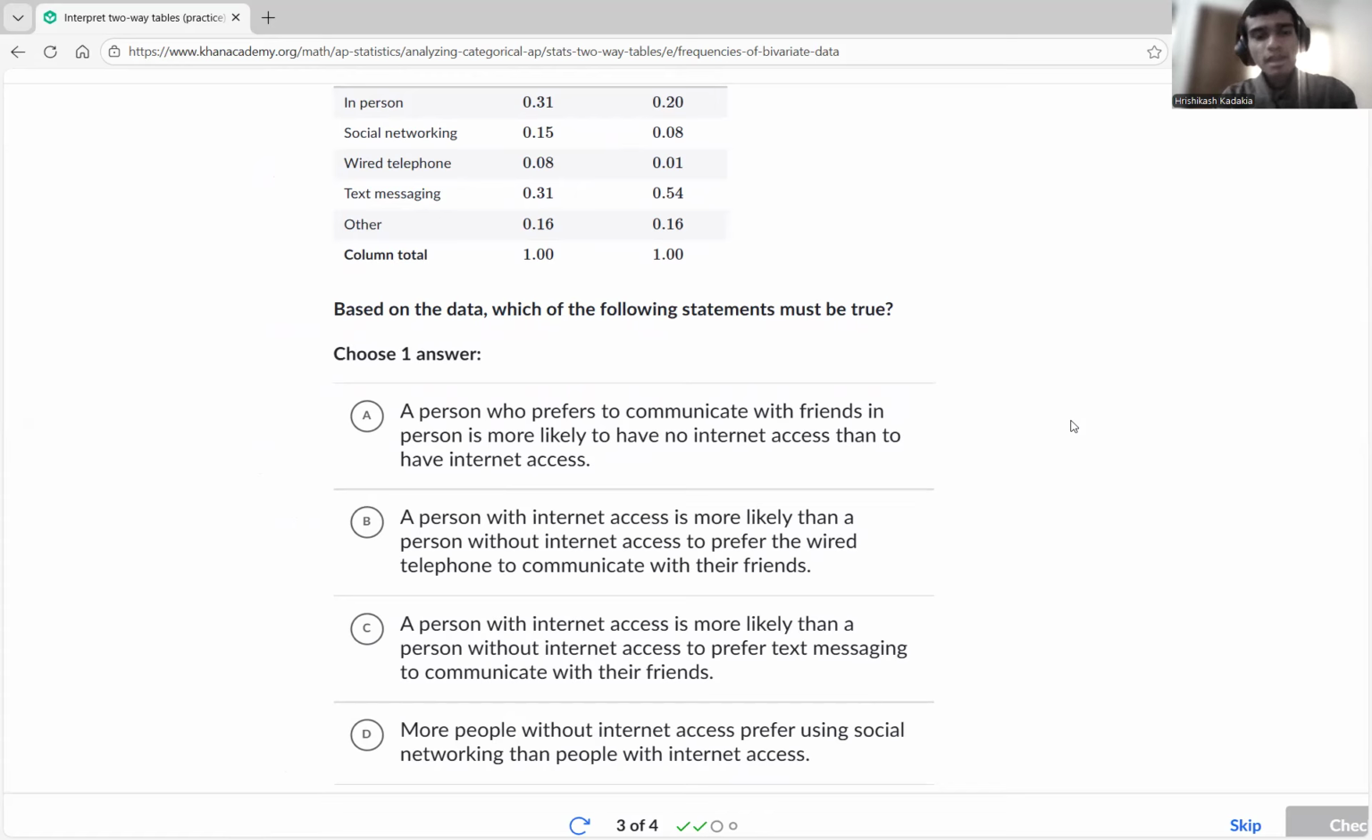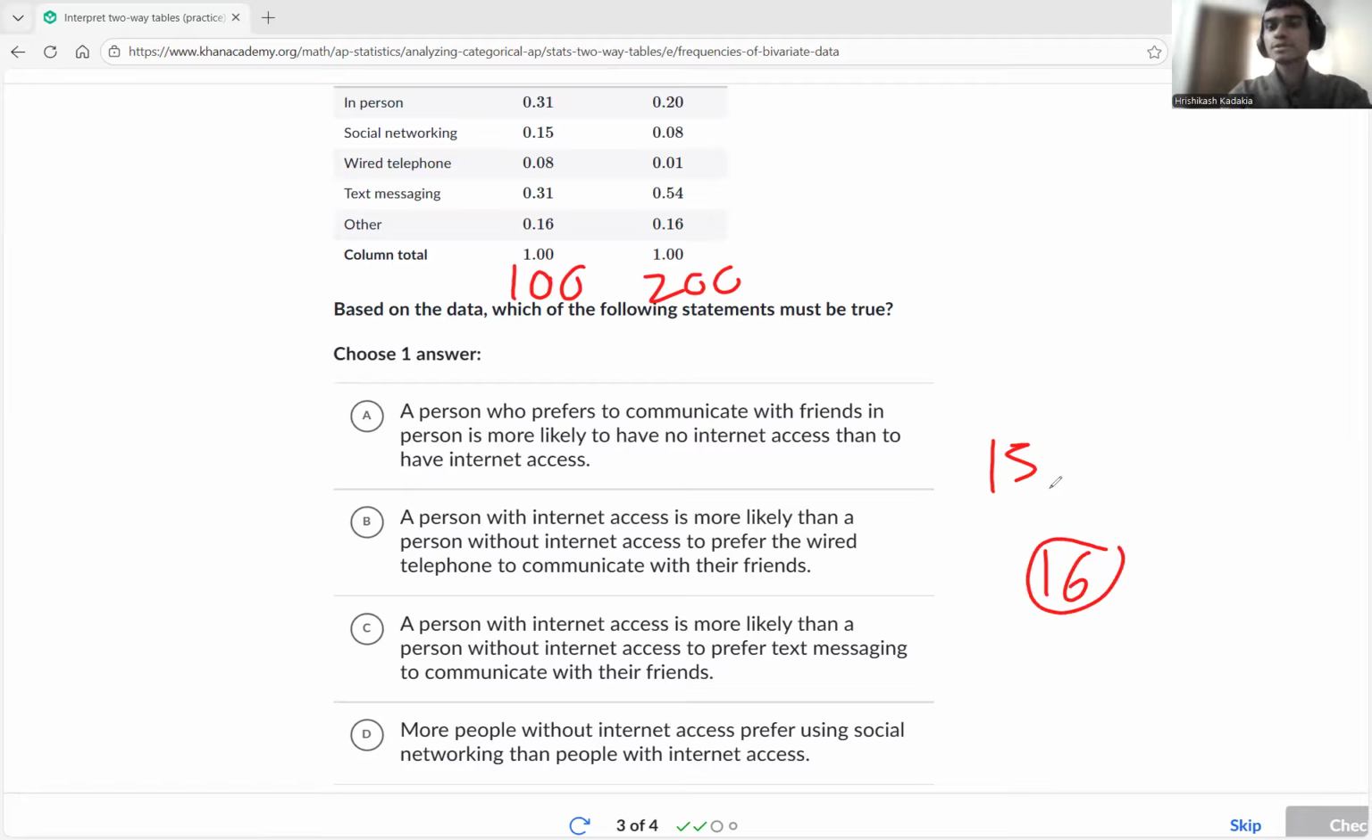Okay, if we had say 100 people over here, and say 200 here, now if we try using social networking, 0.15 of 100 is about 15, and 0.8 of 200 is 160. So 160 is actually more, right? So we don't know the number of people. We can't conclude based on more people or fewer people. We can just say it's more or less likely.